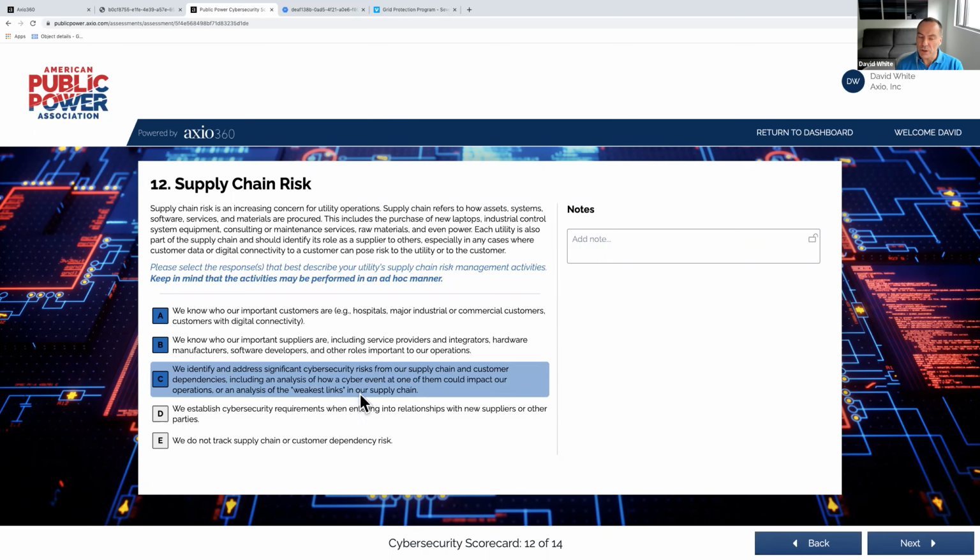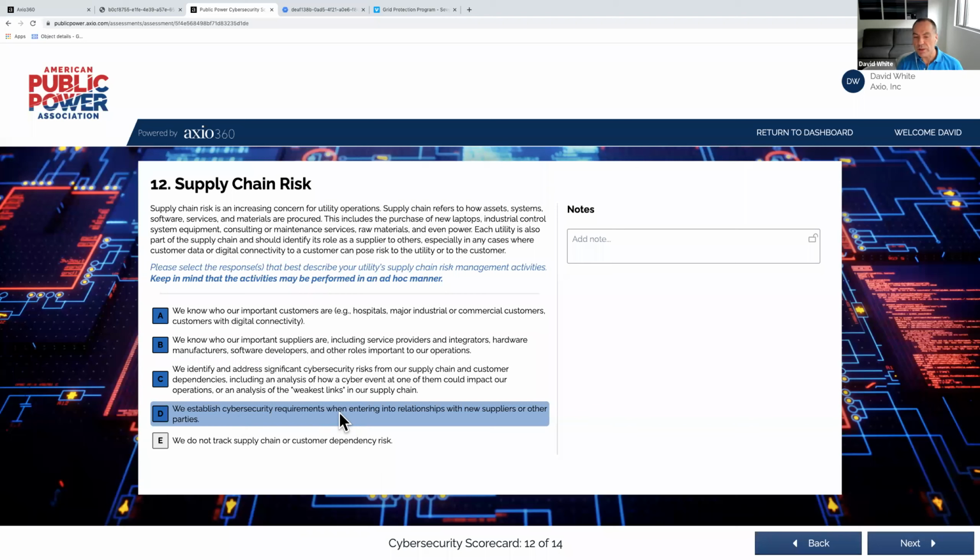You're looking for those sort of weakest links. What would happen if this went down? Maybe if they happen to go down. And then D here is that you establish requirements when you enter into relationships with suppliers. So those would typically be expressed in a contract.